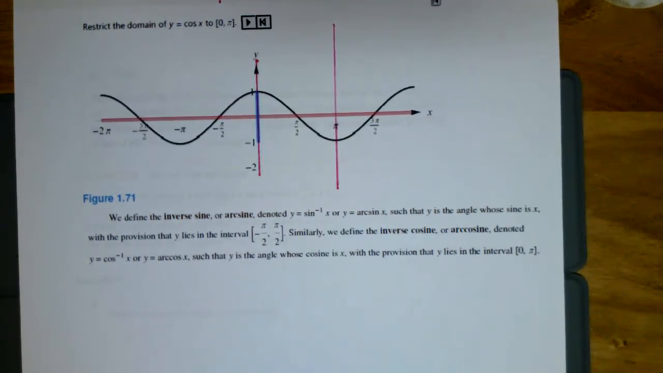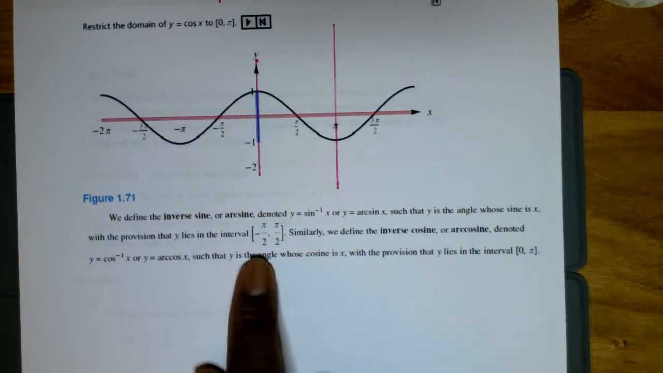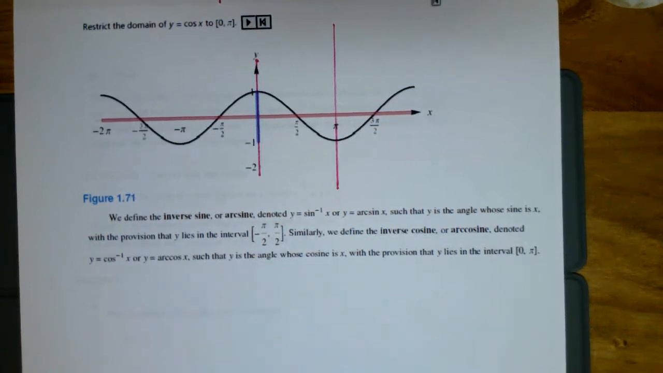So we're defining that y is an angle whose sine is x, with the provision that y lies in the interval of negative pi halves to pi halves. That's the restriction.